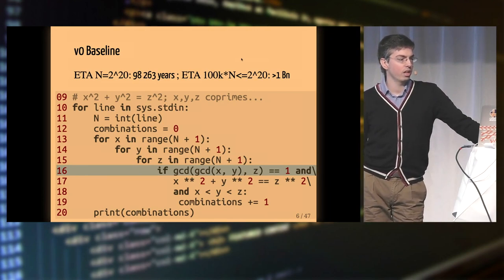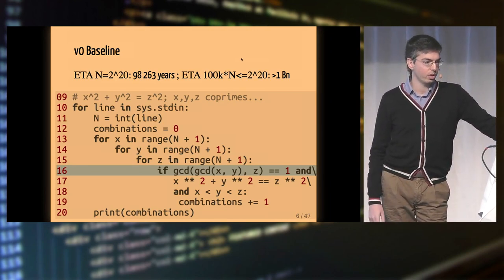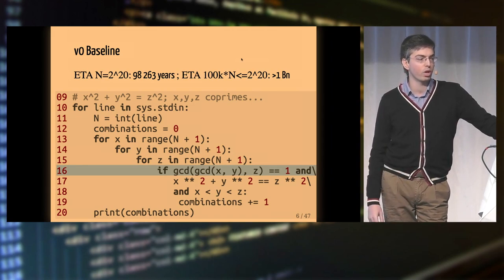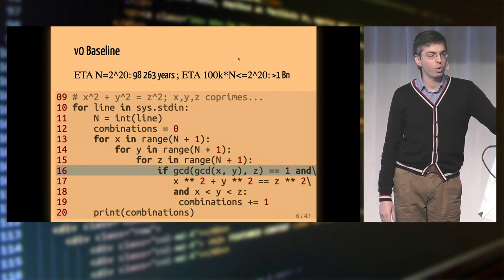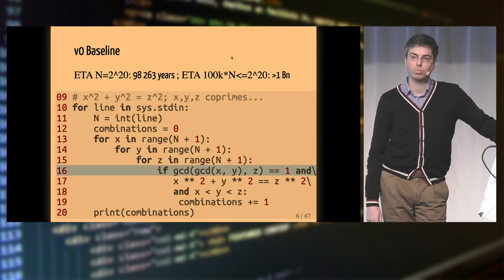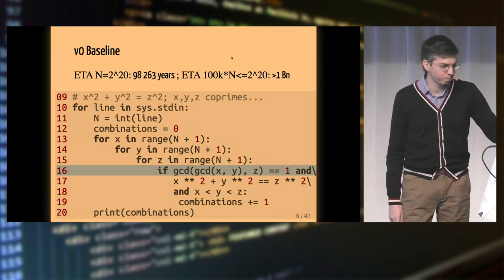This is the initial naive solution I tried. It would take 100,000 years for n equals 1 million. And if we wanted to calculate 100,000 random n's, this would be more than 1 billion years.